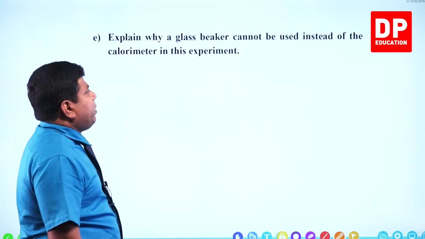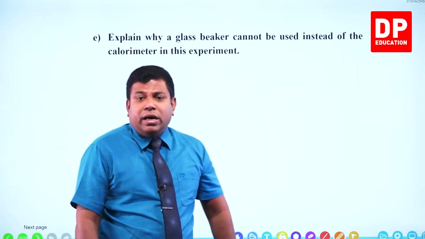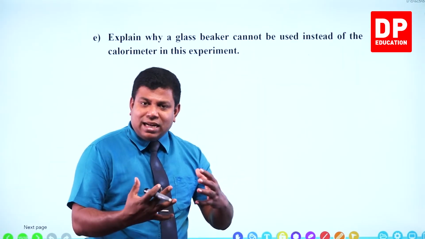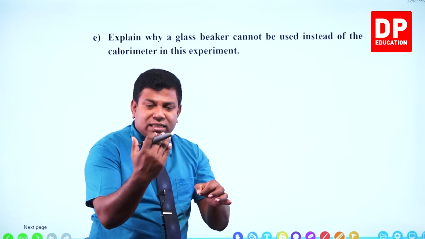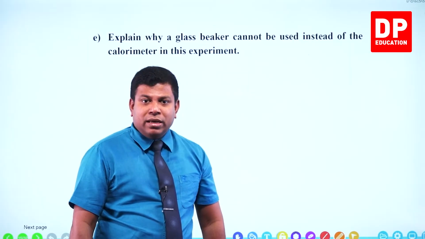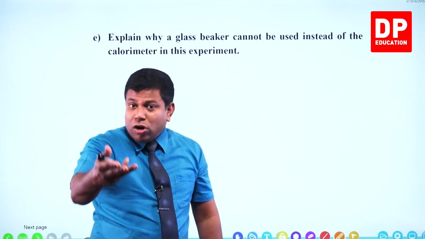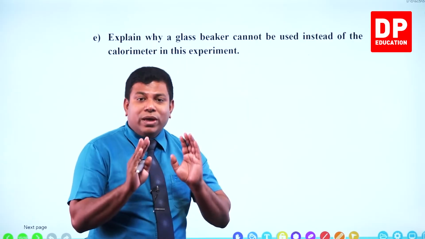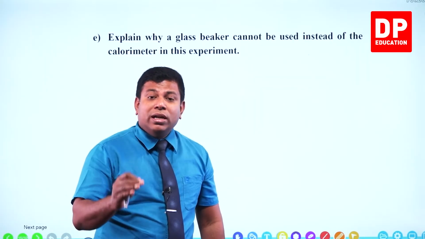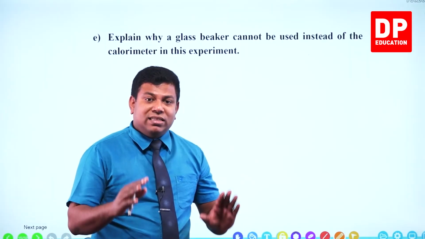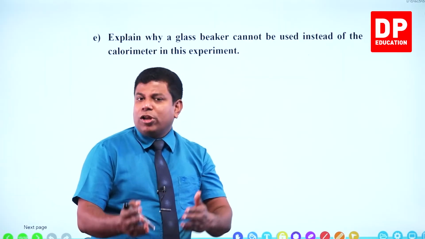Next, explain why a glass beaker cannot be used instead of the calorimeter in this experiment. The heat conduction rate will be less in glass. So what will happen? The internal water's temperature and the outer surface of glass's temperature will not be the same. Because of this reason, we cannot use glass. We have to use a proper good heat conductor material. That's why we always say metal calorimeter, made out of metal, usually copper or aluminium.